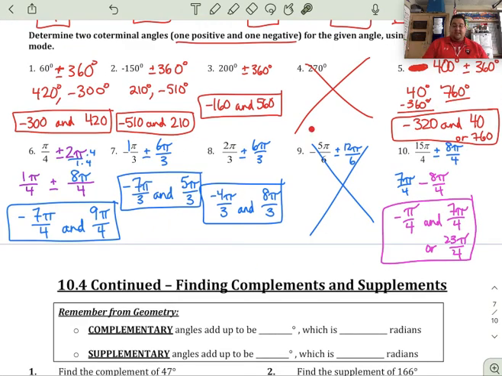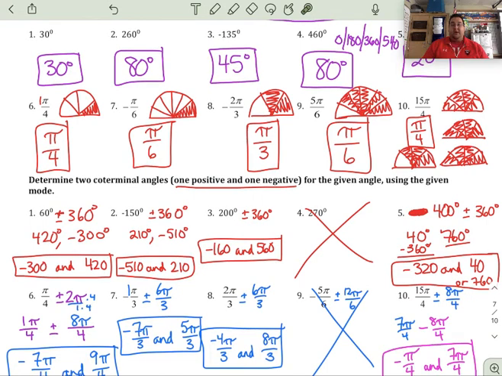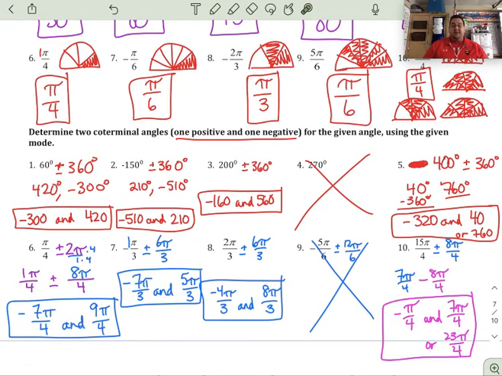So reference angles: how far away are you from 0, 180, 360? Or how far away are you from the closest full pi? Coterminal angles: adding and subtracting either 360 degrees or 2 full pi's, and making sure that you have a common denominator first.